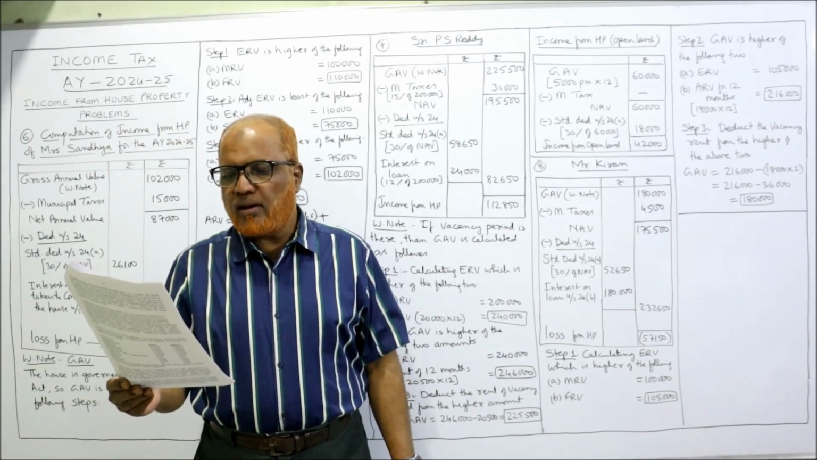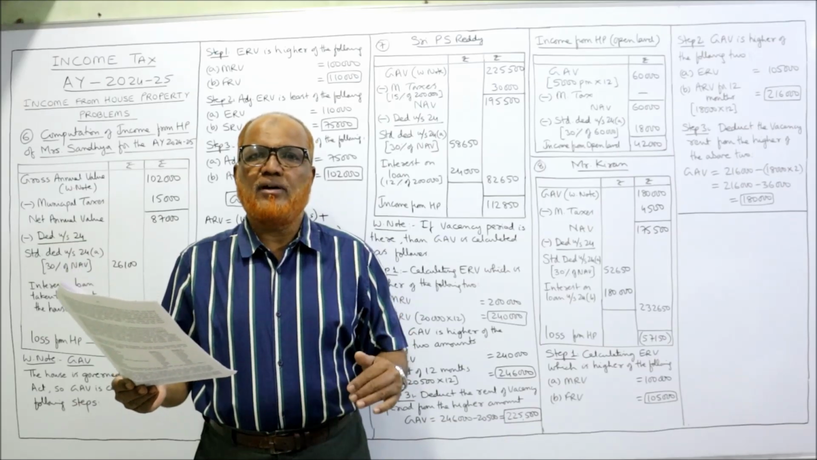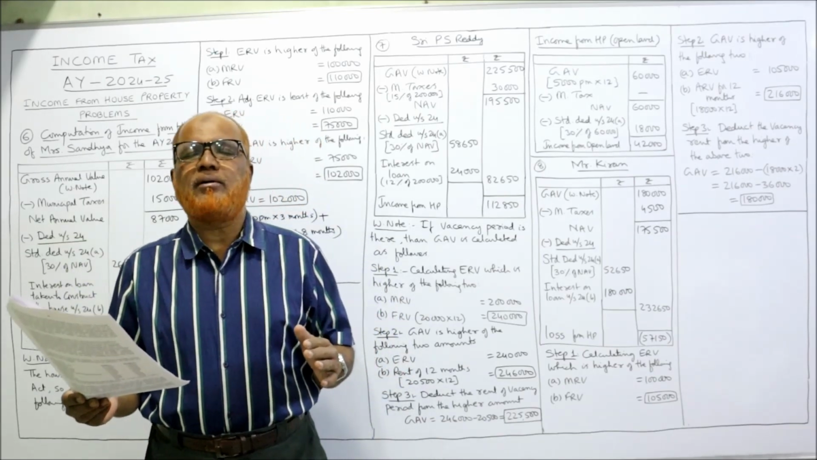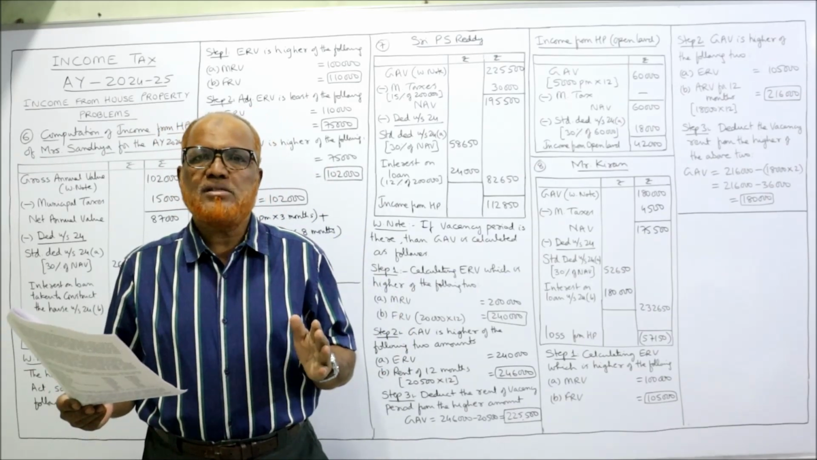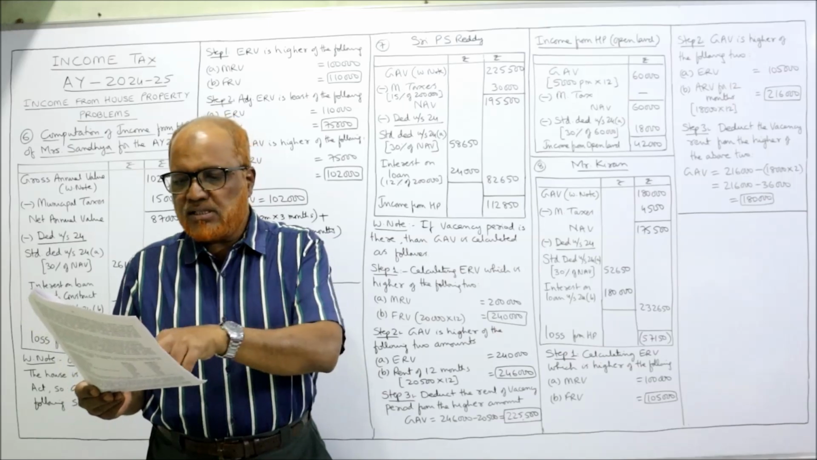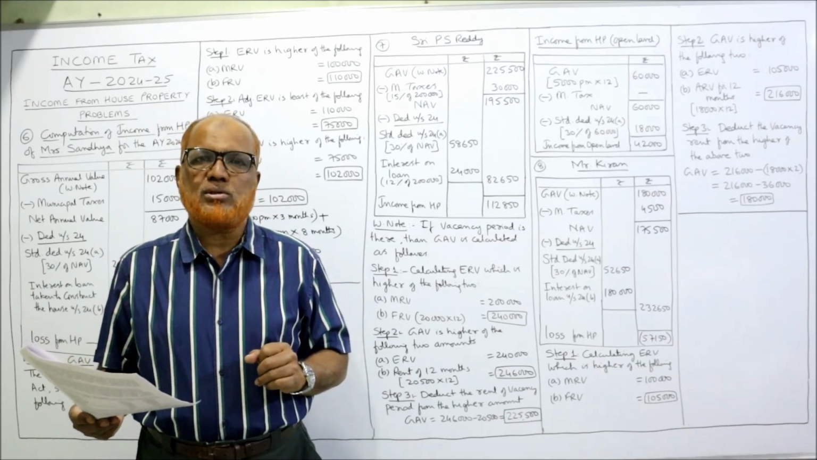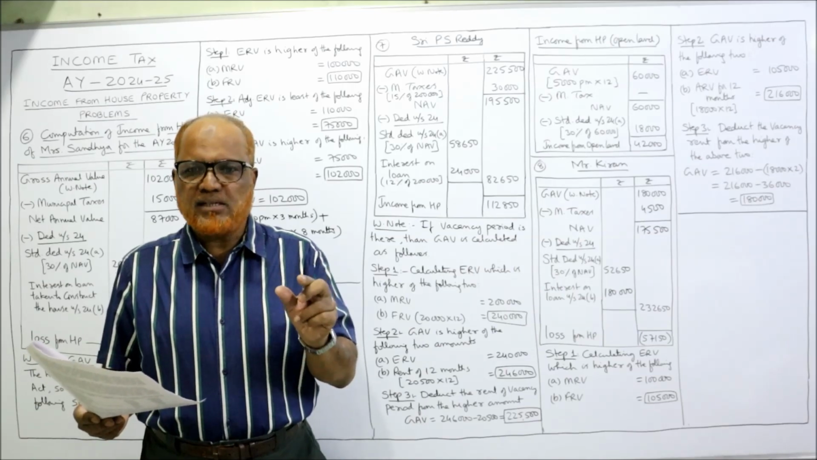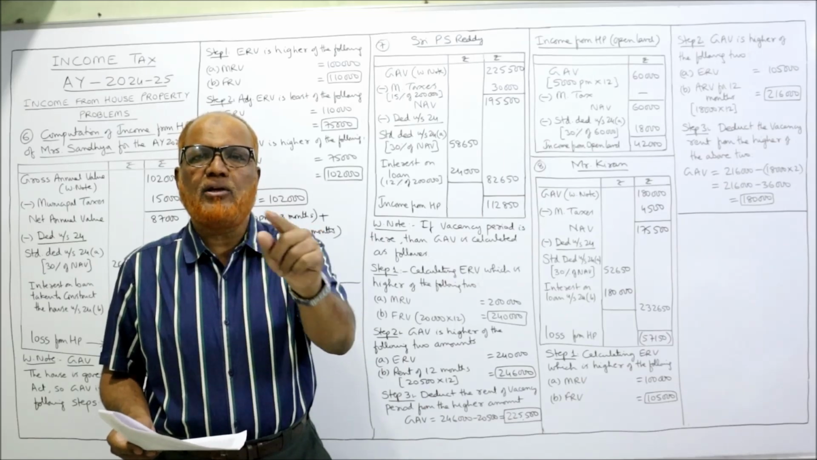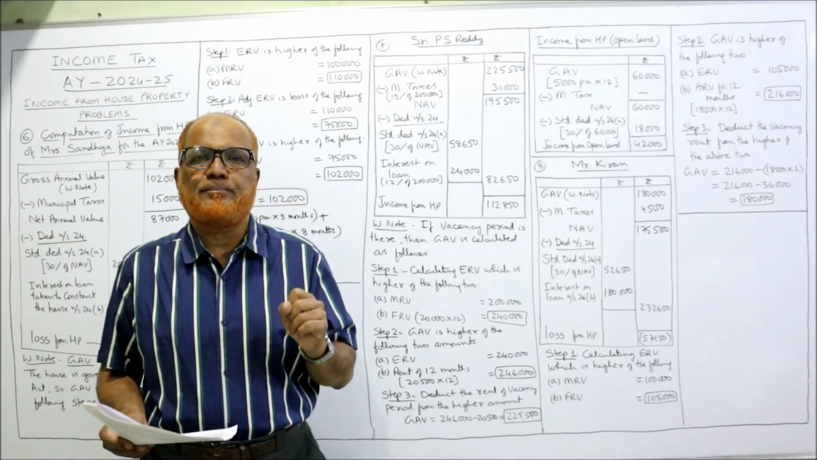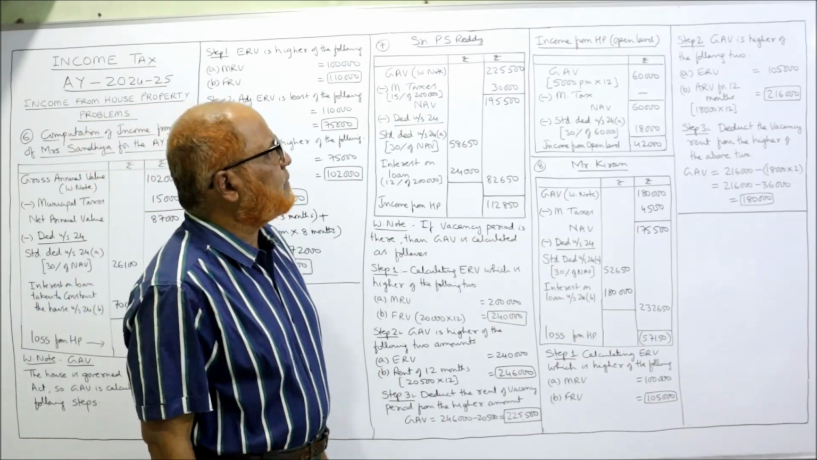Then actual rent received during the year, 1,80,000. Received, that means the total, out of 12 months, 2 months are vacant. So how many months? 10 months. For 10 months he has received 1,80,000. So per month it will be 18,000. For 10 months he got 1,80,000. So 1,80,000 divided by 10, you will get 18,000 per month, right? That's it. Now we'll start our answer.